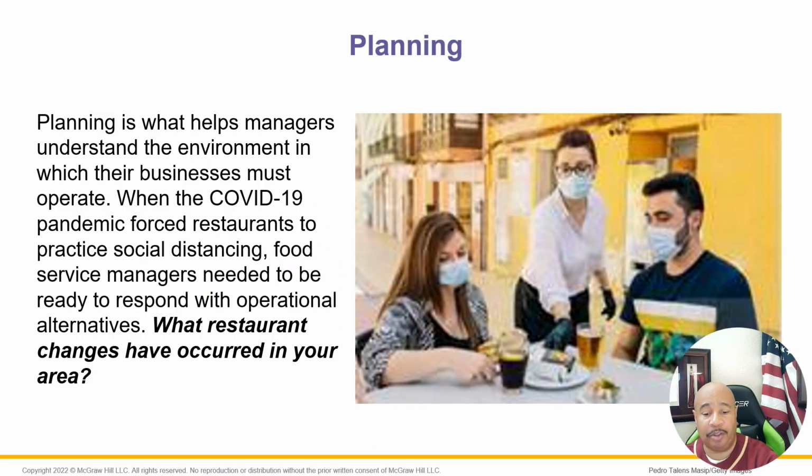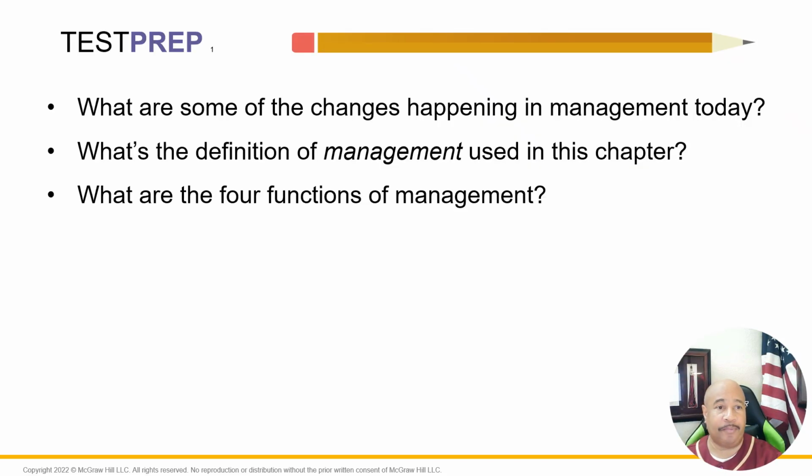Planning process, we covered a little bit of that. You know exactly how that goes. Here's a little test prep for you. What are some of the changes happening in management today? More of the changes I've seen is more communicative, more collaborative, and also more training for the staff. So what is the definition of management used in this chapter? We know that the definition of management is a process to accomplish organizational goals through planning, organizing, leading, and controlling.